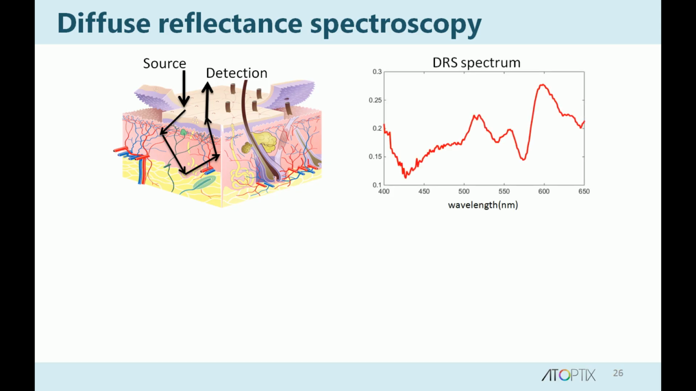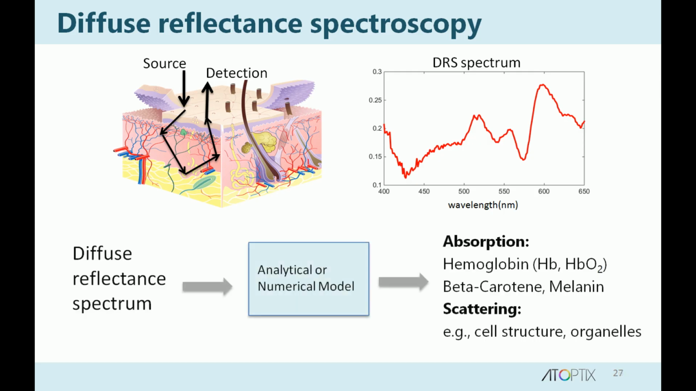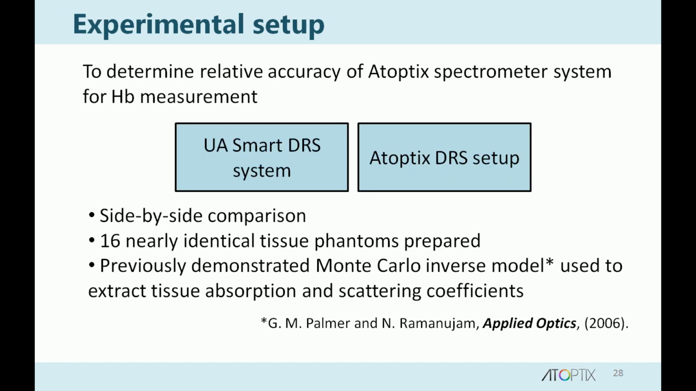And we can capture this reflectance spectrum, diffuse reflectance spectrum, which we then put into an analytical or some sort of numerical model to extract out the key parameters for absorption and scattering, and these are what give us some sense of the hemoglobin. You can also get a beta carotene or melanin content, and then for scattering, you can deduce some information around the cell structure and so forth.